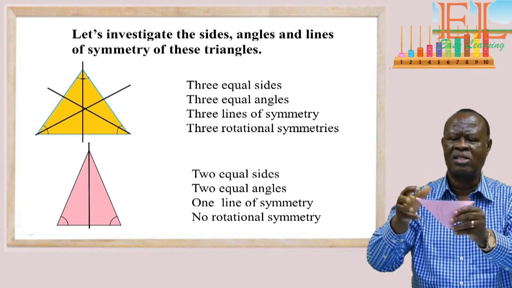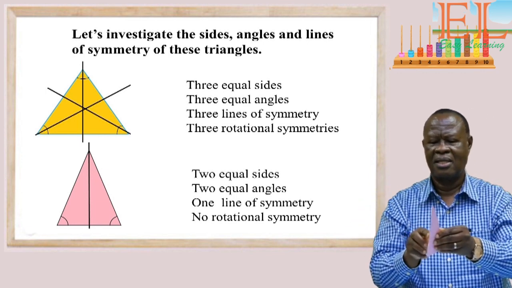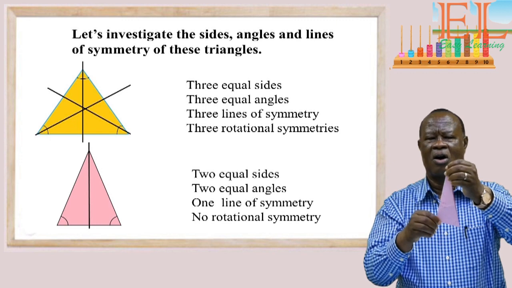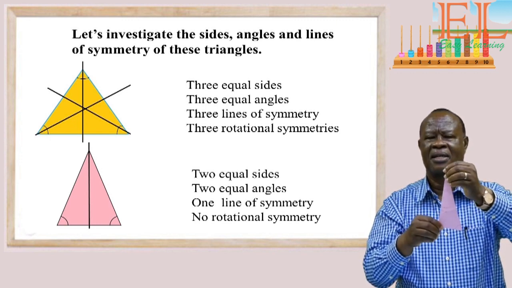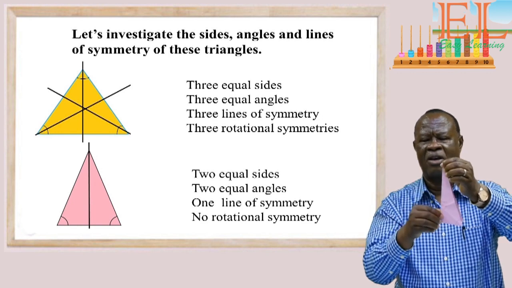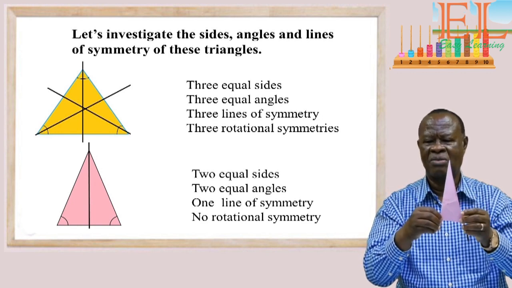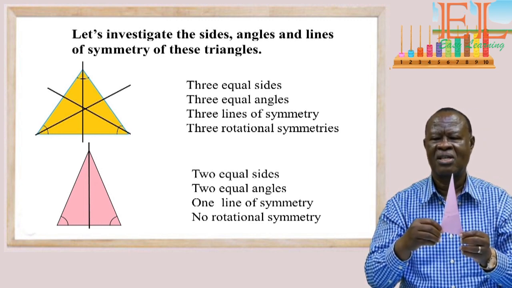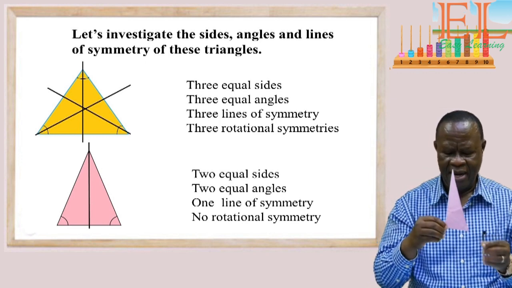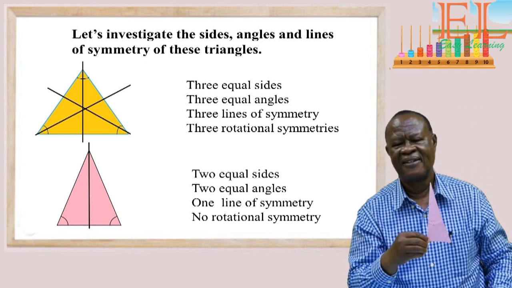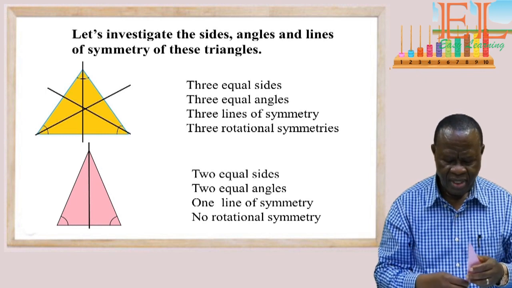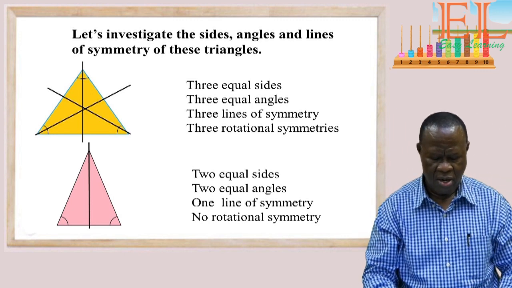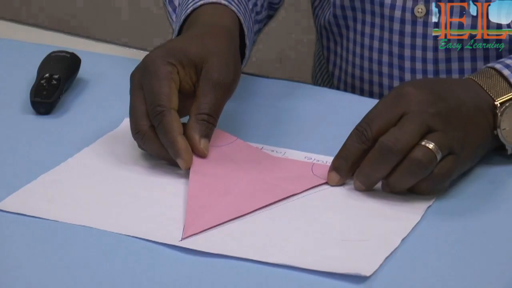So we can conclude that there is only one place we can get the line of symmetry from: the vertex where the two equal sides meet. That line over there will give us the line of symmetry. So we conclude that we have one line of symmetry for the isosceles triangle. Now let's investigate the rotational symmetry. Just like how we did for the other one, we draw the isosceles triangle on the paper, and the cutout is placed into it.